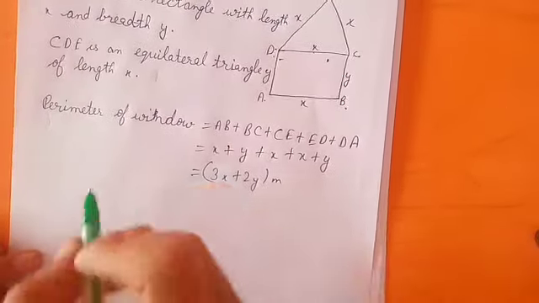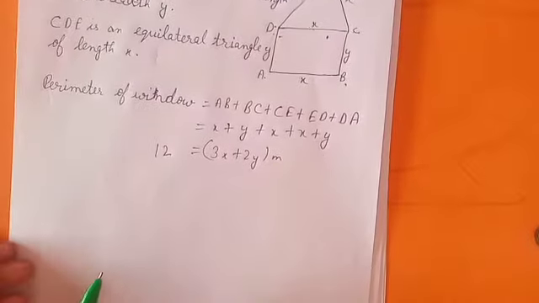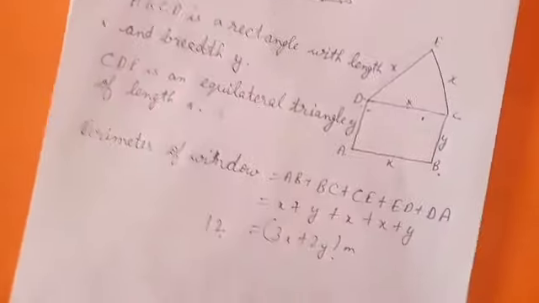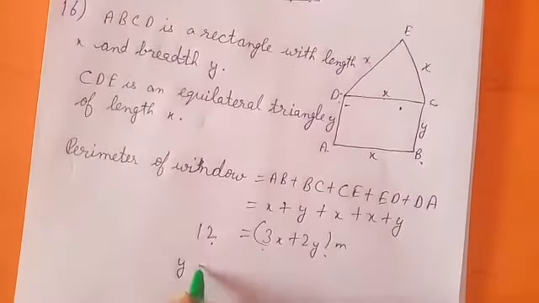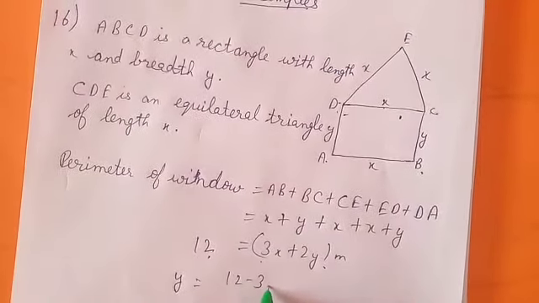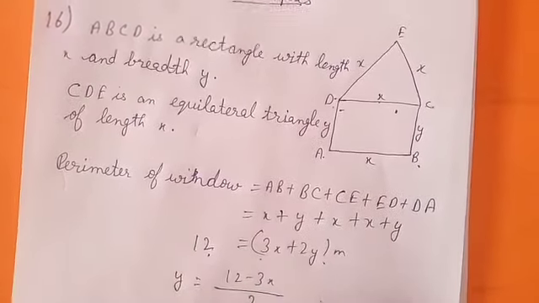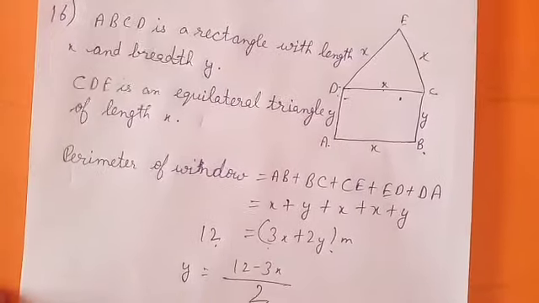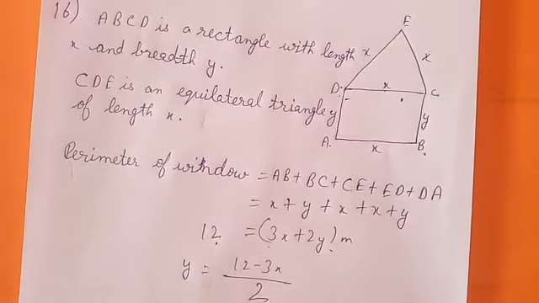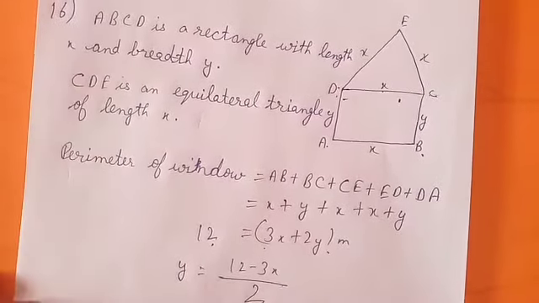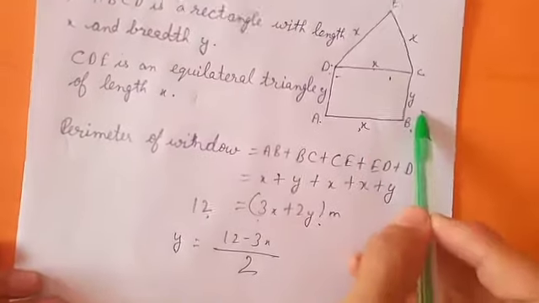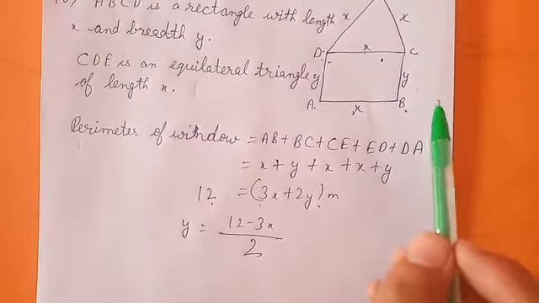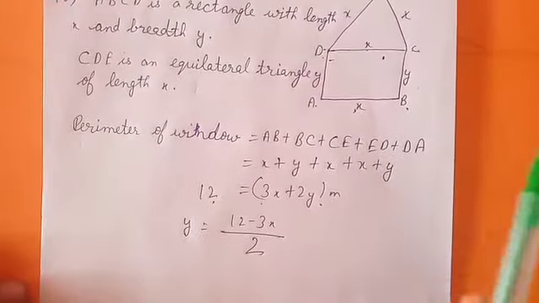But its perimeter is given equal to 12. So 3x plus 2y is equal to 12, and from here we will find the value of y. Then y will be equal to (12 minus 3x) divided by 2. Now we find what the question has asked. Find the dimension of the rectangle. Means we have to find the value of x and y that will produce the largest area of the window. Means we need to find the total area of the window.